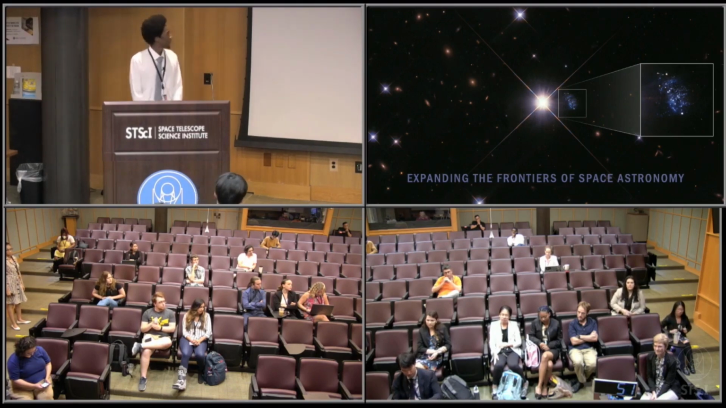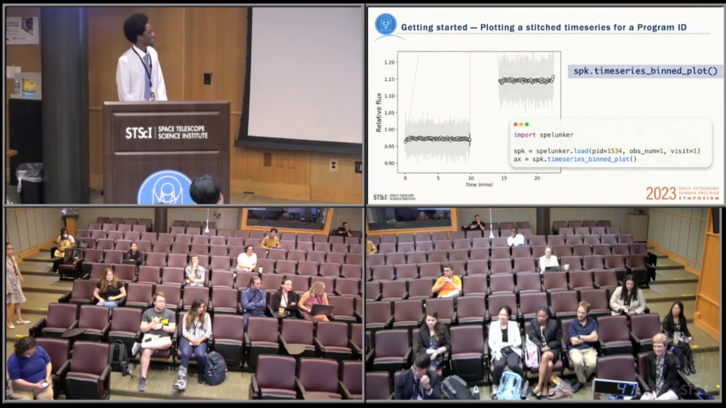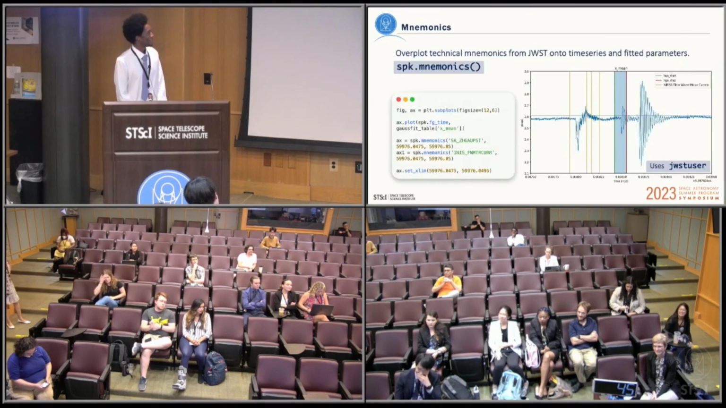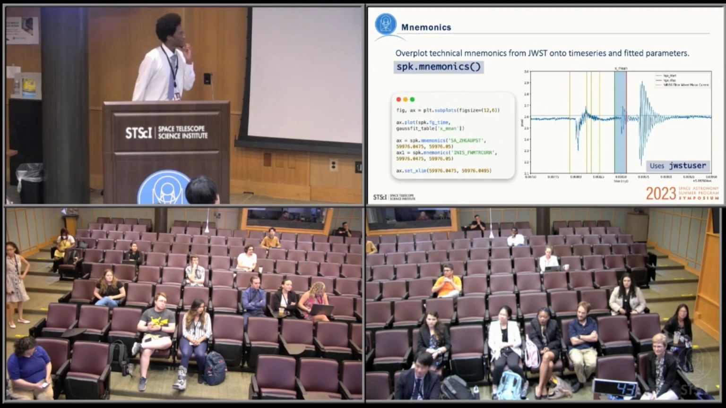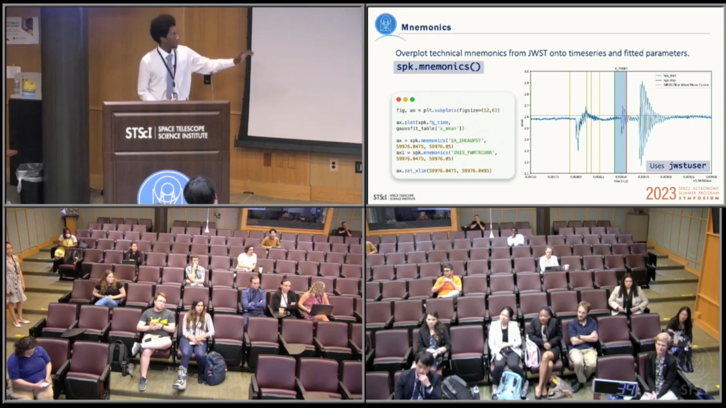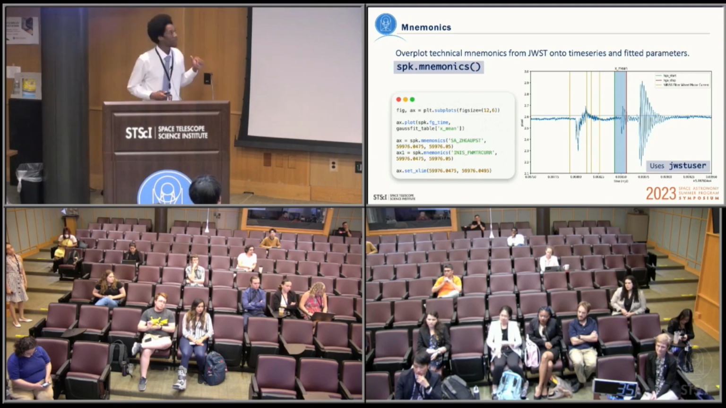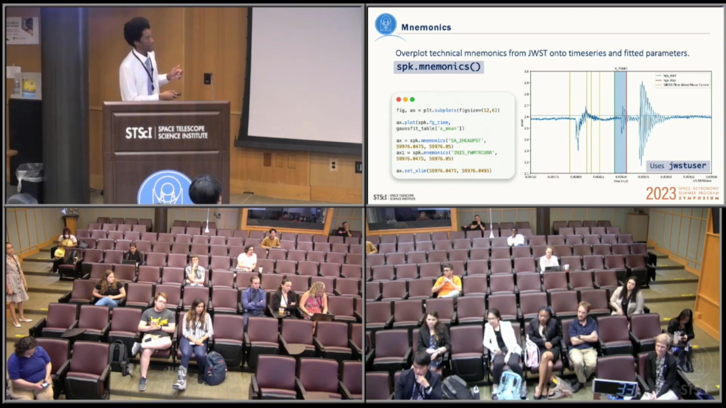Yeah, so that's a great question, actually, because I do have an extra slide for that somewhere. This is another tool I created called mnemonics. What it does is you can overplot different technical mnemonics from the JWST, such as high gain antenna movement, and additionally things like the NIRISS filter wheel movement as well.